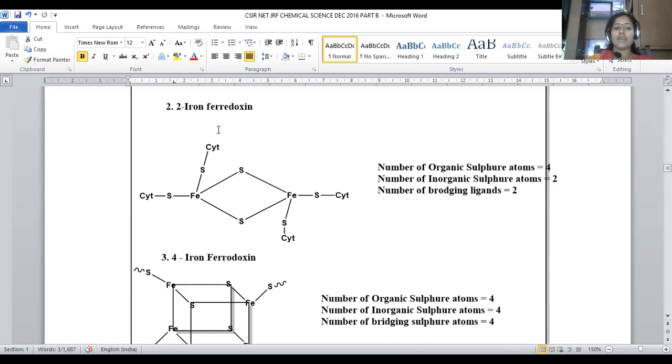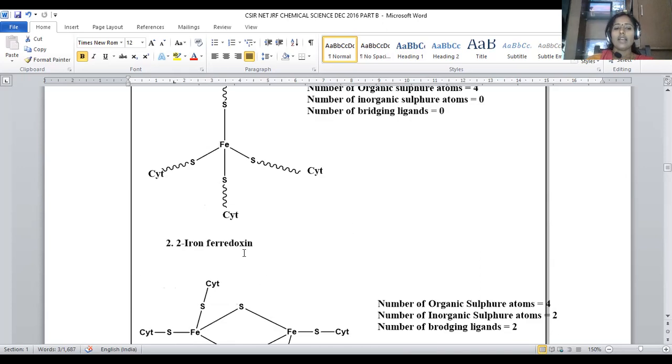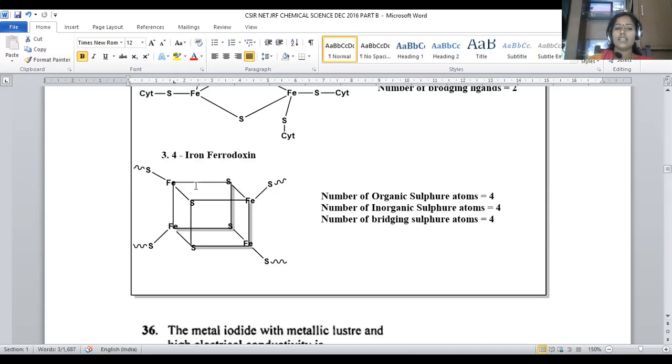And these sulfurs, whichever are bonded with cysteine, are regarded as organic, right? Organic are 4, inorganic are only 2. So here the number of bridging sulfur atoms is 2. So in 2-iron ferredoxin, we have 2 inorganic sulfur atoms. And the last compound, 4-iron ferredoxin. When 4-iron ferredoxin is taken, 4 iron atoms will be present in this.